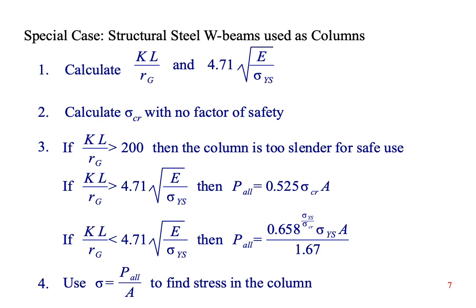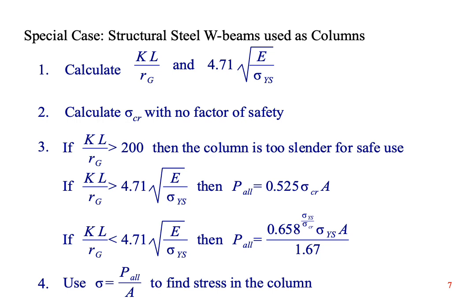AISC is the American Institute of Steel Construction. AISC has a 4-step process for designing safe columns using W-beams. First, calculate two numbers using column dimensions and material properties. Second, calculate the critical stress in the column. Don't use a factor of safety because that's incorporated later in the AISC formulas.